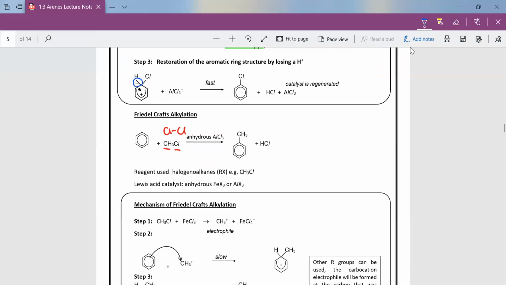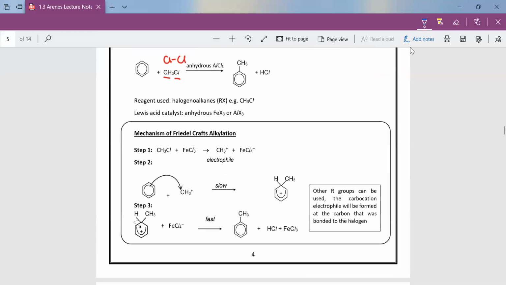It's pretty much the same thing, except that instead of a halogen gas, you now use a halogenoalkane. So your electrophile is actually your R group. You form this new C-C bond, and then you return the lone pair of electrons back to the ring.